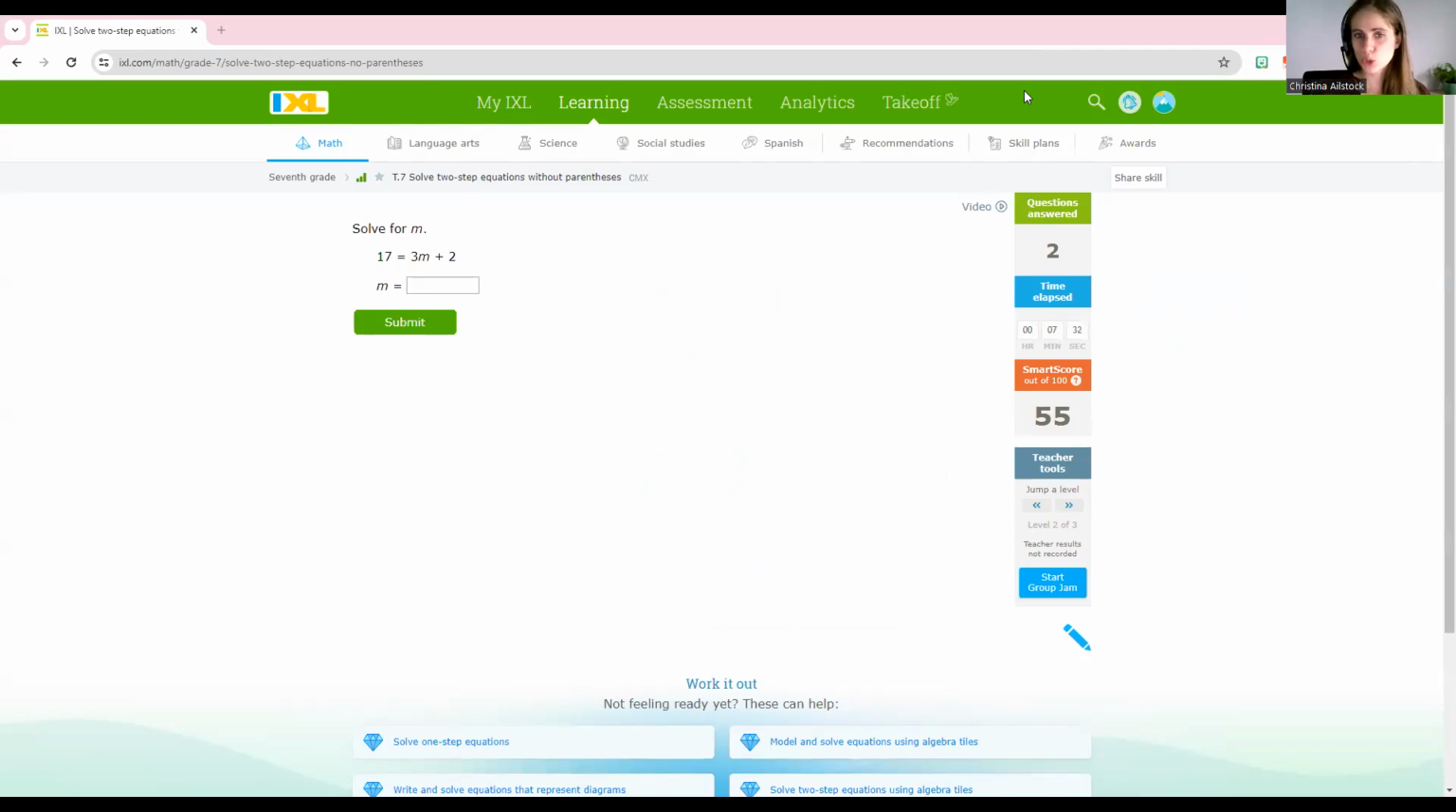All right, we'll try about 2 more problems here. So now we're being asked to solve for m. 17 equals 3m plus 2. With this one, you may notice it's written backwards, where the variable is on the other side. That honestly doesn't matter. It's not as common and not as familiar for us to see the variable on the other side initially, but that's okay. Everything, our steps are still exactly the same.